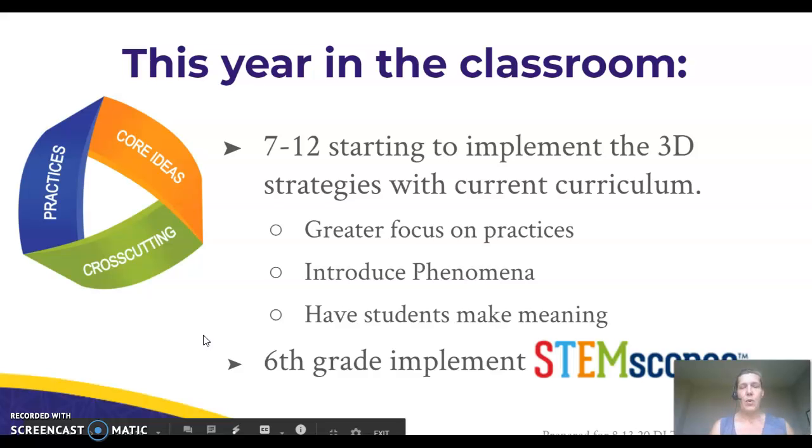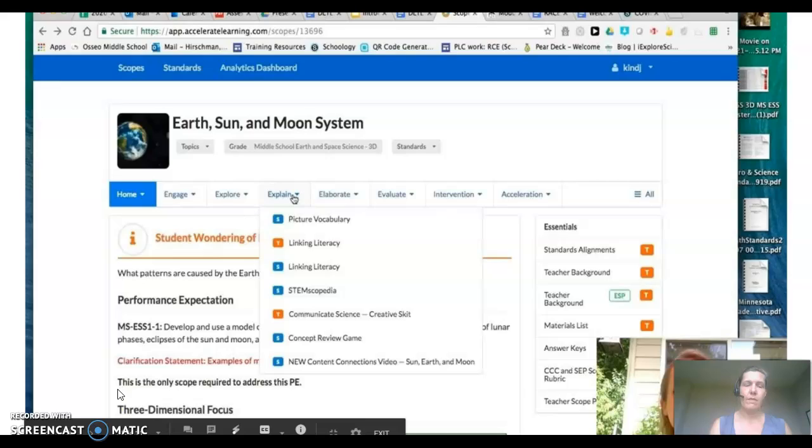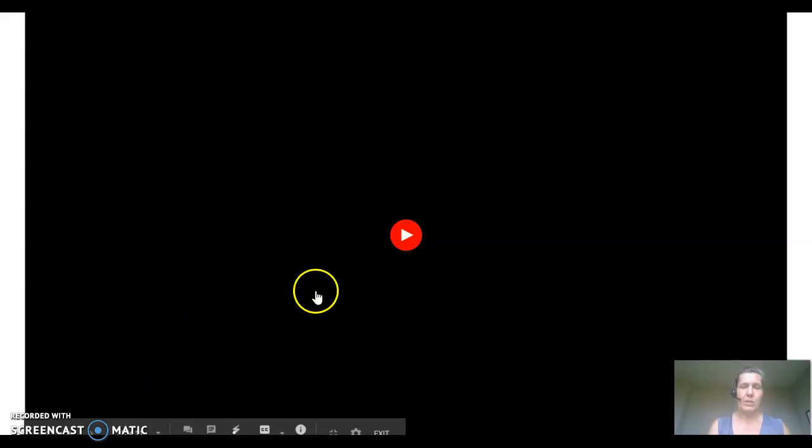So this year in the classroom, we are going to implement STEM scopes, which is actually built around three-dimensional science, and the teachers are going to focus on those practices and incorporate the disciplinary core ideas and the cross-cutting concepts into their units and lessons. We are working with science teachers 7 through 12 to start to put a greater focus on the practices, to start introducing the phenomena that lead each unit, and to have the students start to make meaning in their current content areas. Liz has developed a video that is a walkthrough of STEM scopes, so I will let you watch that one. I believe you have the link.